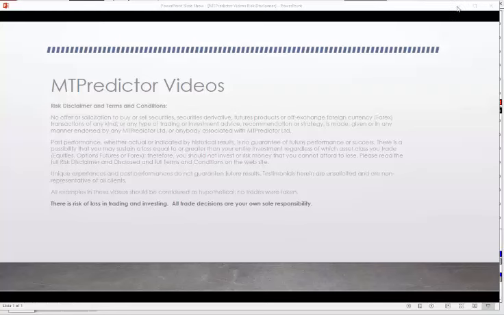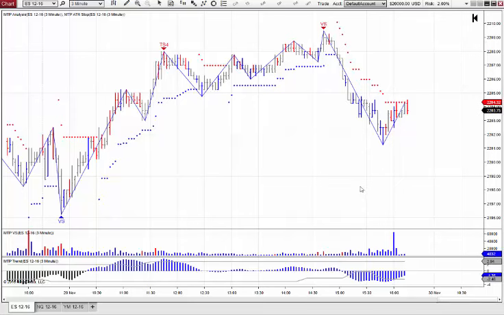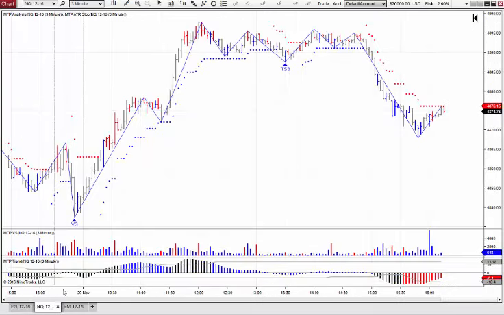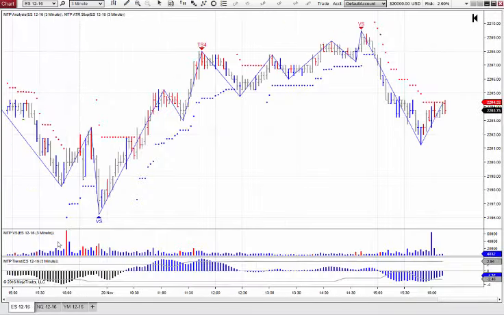Right, let's put that down and let's move on to a chart. I want to look at a trade setup that we were talking about in our MTPredictor training room yesterday, which was this VS or volume spike setup on the ES. There's also one on the NQ as well that basically nailed the low of the day for you. Very nice trade setups.